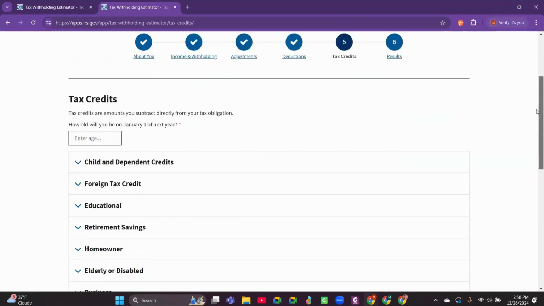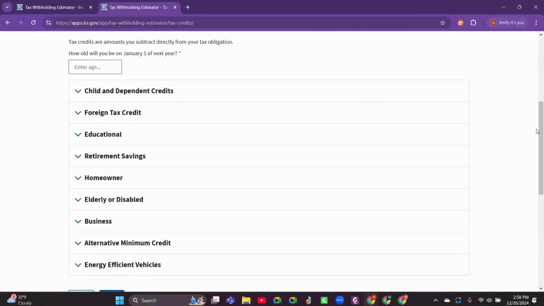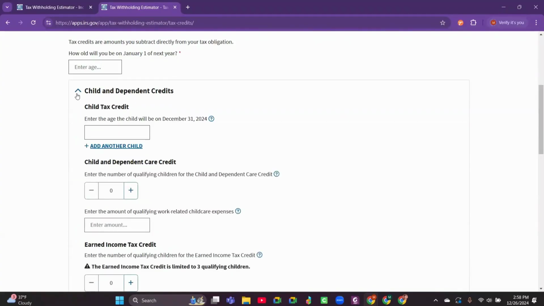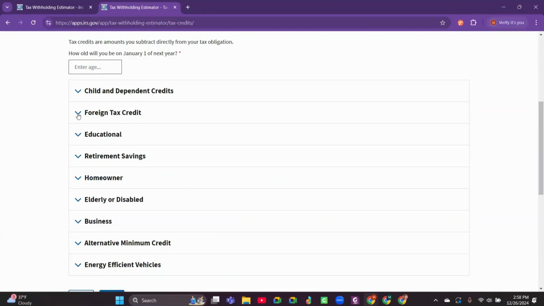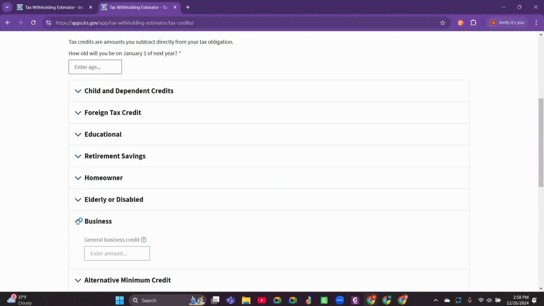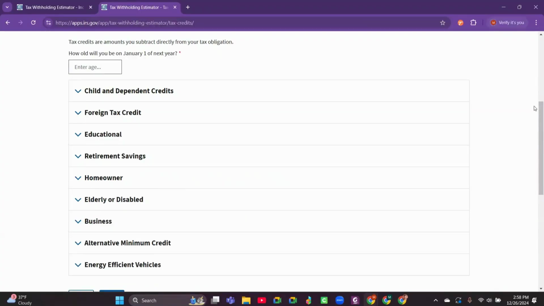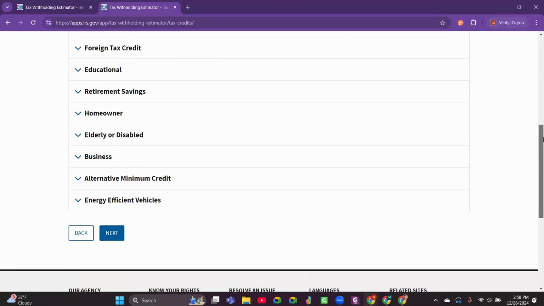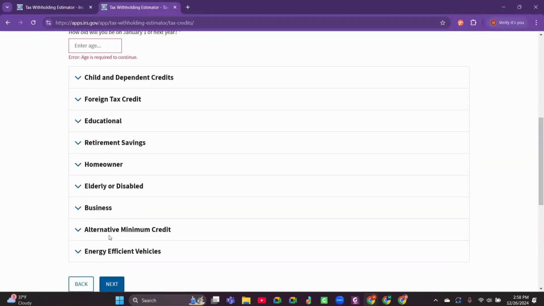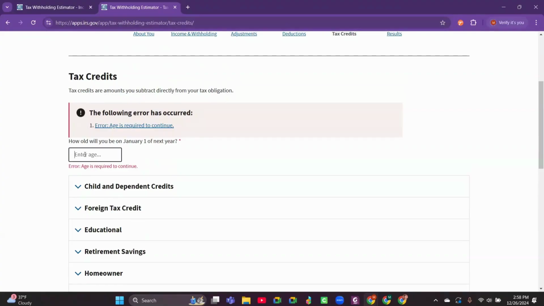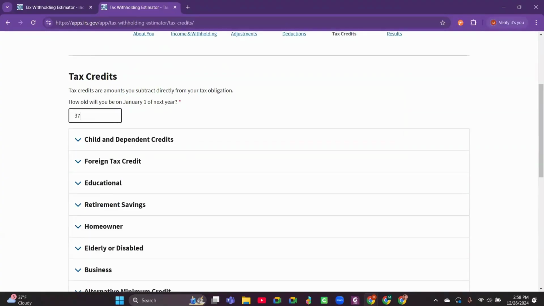Next, a tax credit. Of course, this is dependent tax credits. If you have a child and you pay for their daycare, a lot of these things are pretty unique. If you have these things, you know by using prior year taxes or consulting with your tax professional. For this person, they're just an employee and they're curious to know what their withholdings are. I'm going to just put in my age.